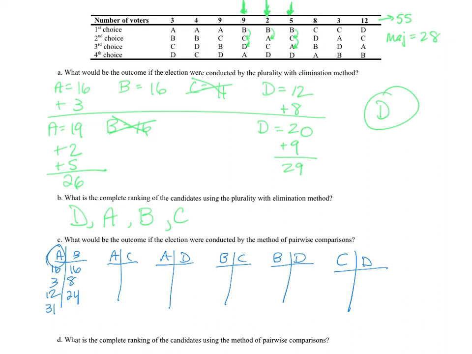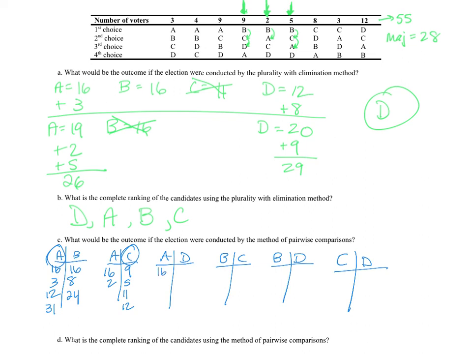Okay, A against C. We've got 16. Then the second column with a 9 at the top, C is ranked above A, so we'll do 9 there. Then the 2, A is ranked higher. Then the 5, C is ranked higher. And then the 8 and the 3, C is ranked first, so we'll give all 11 to C. And then for the 12, C is ranked higher. So C wins that one.